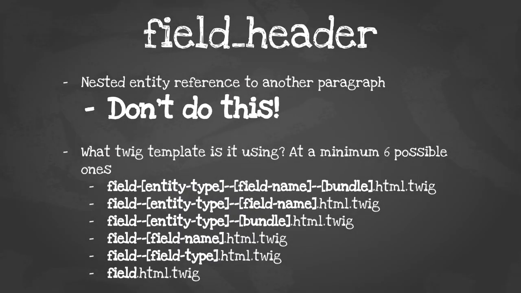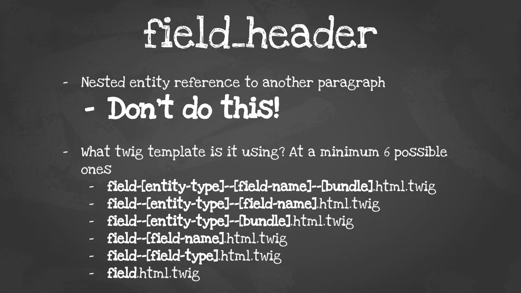So, this gets into really the complexity of it. Like I said, nested entity references to another paragraph, don't do it. Just don't. It's not a good approach. If you have a site that's doing it, you probably want to start looking into purging your paragraph revisions so that your database table doesn't explode too quickly. And then the challenge of this approach for field header is that at minimum, there are six possible templates that can be used to render that field.